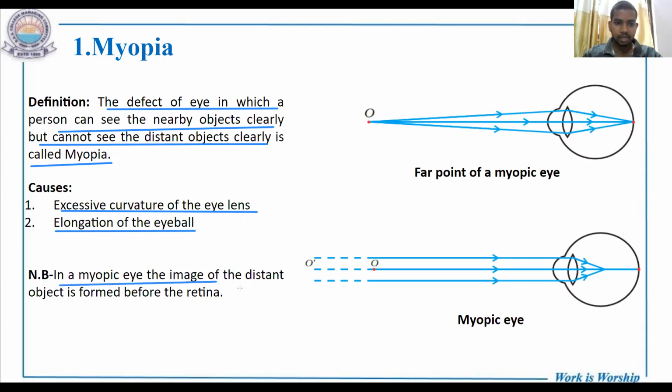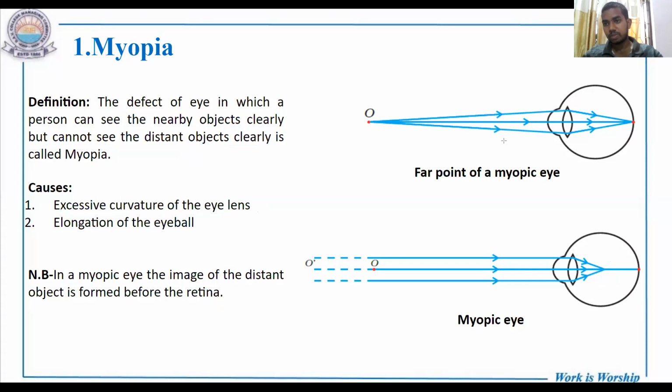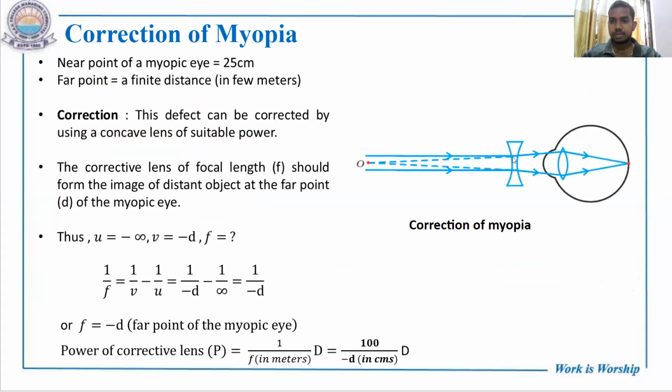In a myopic eye, the image of the distant object is found before the retina, in front of the retina. This is a characteristic you can see here. If the object is situated at a distance larger than the far point, the image will be found in front of the retina. So how can we remove this defect? We can remove this defect by using a suitable concave lens of appropriate focal length.